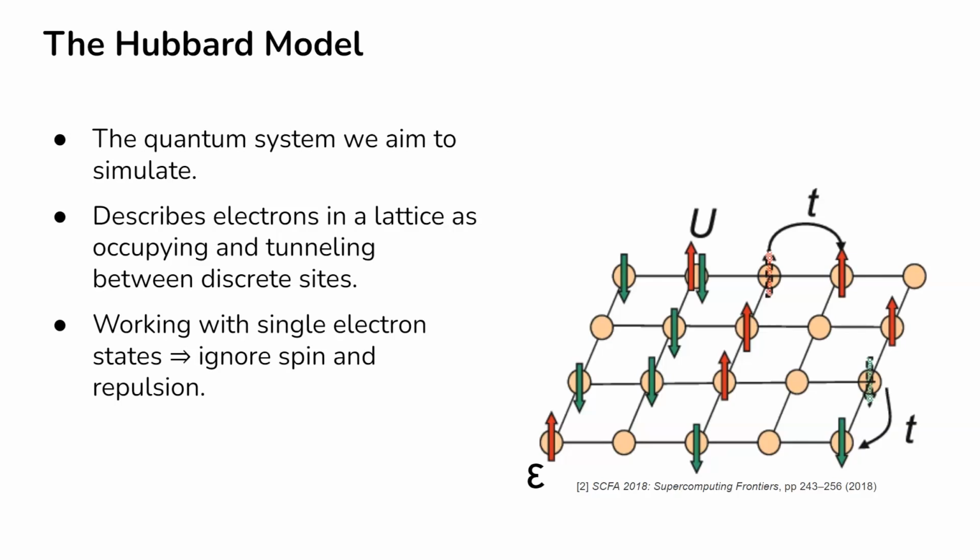I want to point out that the T shown in these images is only for nearest neighbor tunneling, but you could also conceive of tunneling between, say, the diagonals of these little squares or other combinations of impurities that would each then have their own tunneling energy. Another important thing for my work is that I'm only looking at single electron states, so we don't have to worry about the complicating effects of spin, the up and down arrows here, nor do we have to worry about this repulsion term U that happens when two electrons are on the same site.